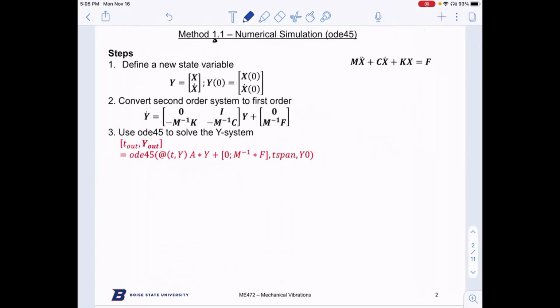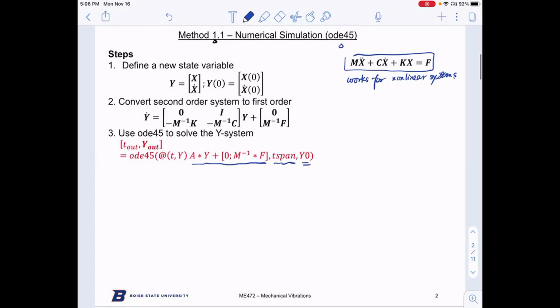So method number 1.1, we need to use ODE45. We need to find the numerical solution. So inside of the ODE45, you need your ODE equation, you need your time span, you need an initial condition. And then ODE45 works for these most general ODEs. It also works for nonlinear systems. So I would say ODE45 is the most general method. It can basically solve any question, but the limitation is no analytical solution. You can only get a numerical solution in time domain, but no analytical solution.